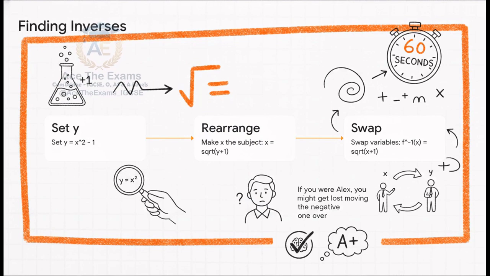This right here is the explanation part of our PEEL framework. Step 1, we set y equals x squared minus 1. Step 2, we use our algebraic skills to isolate x, giving us x equals the positive square root of y plus 1. Step 3, we literally just swap the variables.